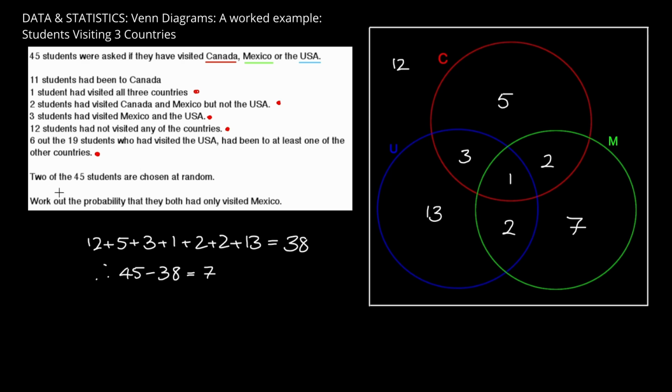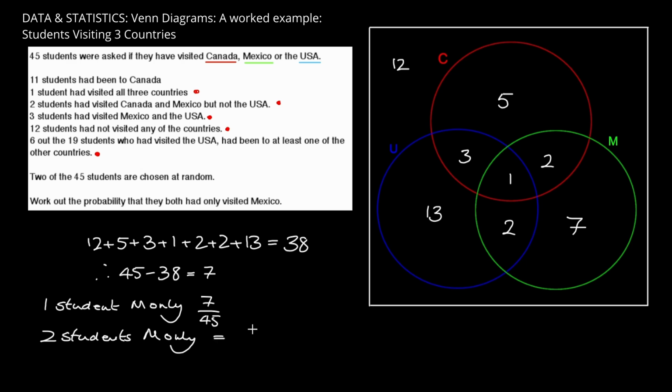Now we've got to answer the last part. 2 of the 45 students are chosen at random. Work out the probability that they both had only visited Mexico. So let's first of all consider one student visiting Mexico only. And the probability of getting him or her will be 7 over 45. So we've got to now assume we've picked this student. So there are 6 students left who have only gone to Mexico, and there are only 44 students to choose from.